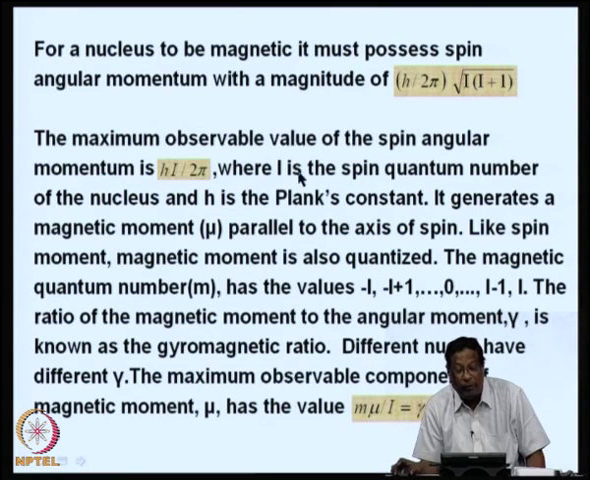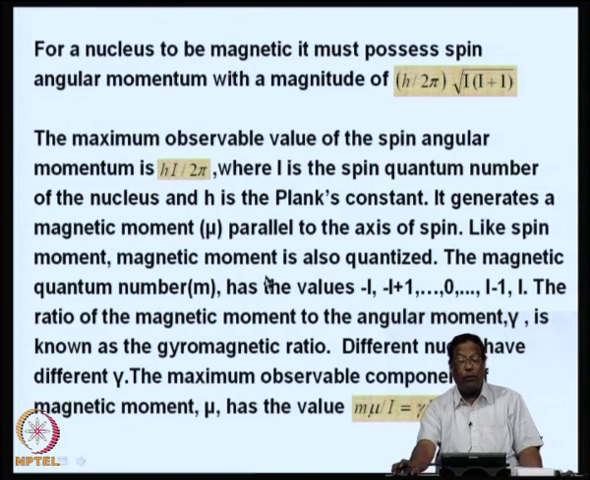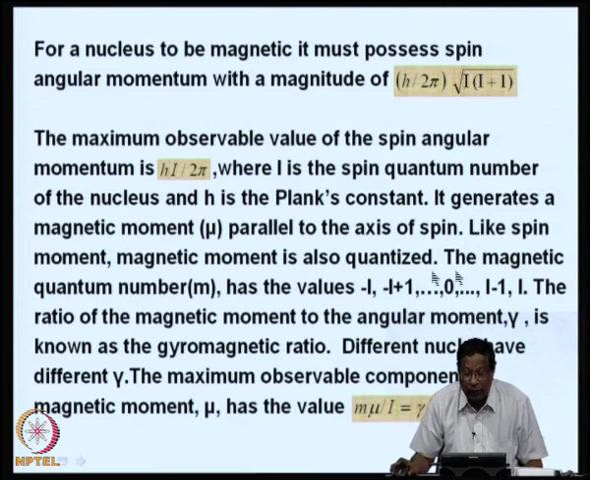So, the maximum observable value of the spin angular momentum is given by hI/2π, where I is the spin quantum number of the nucleus and h is Planck's constant. It generates a magnetic moment μ parallel to the axis of the spin. Like spin moment, magnetic moment is also quantized. The magnetic quantum number m has the values of minus I, minus I plus 1, 0, I minus 1 and I. So, the total is 2I plus 1.